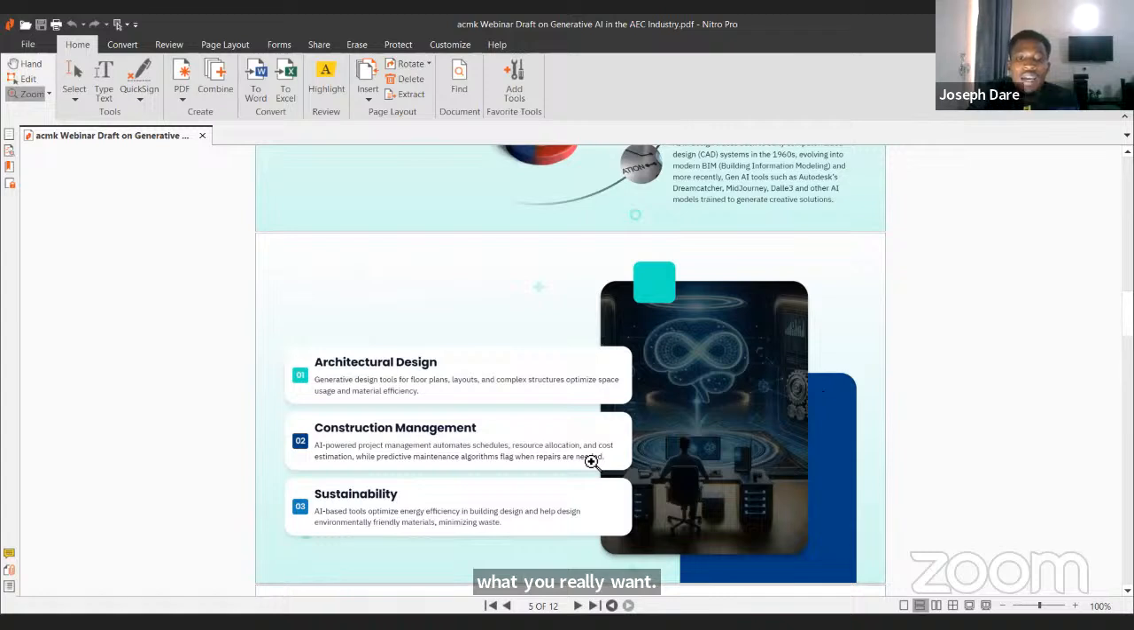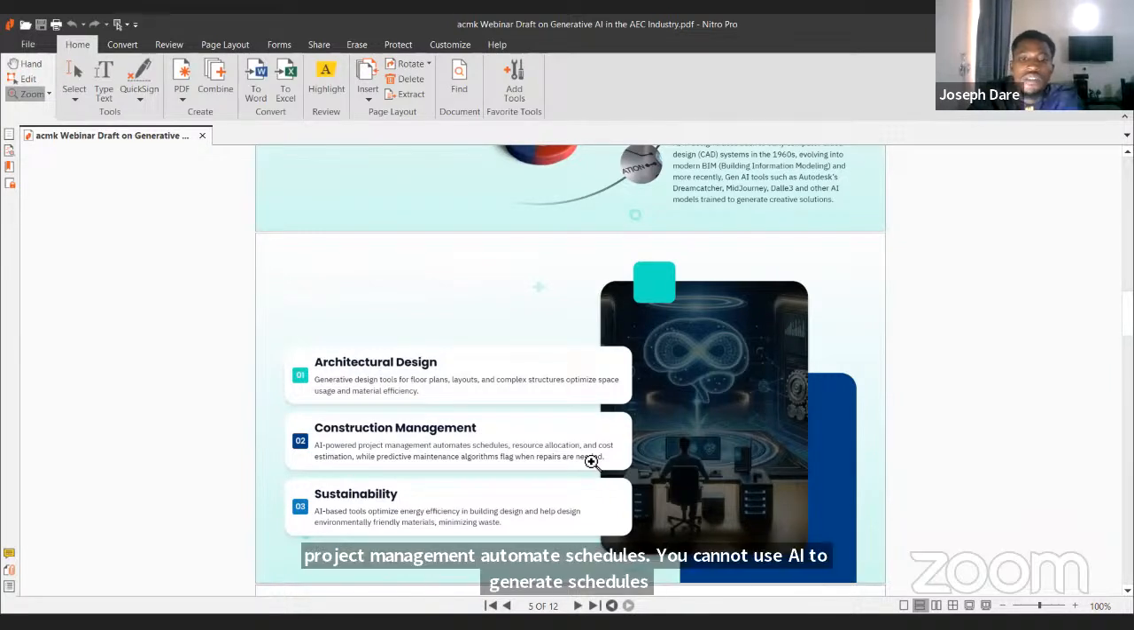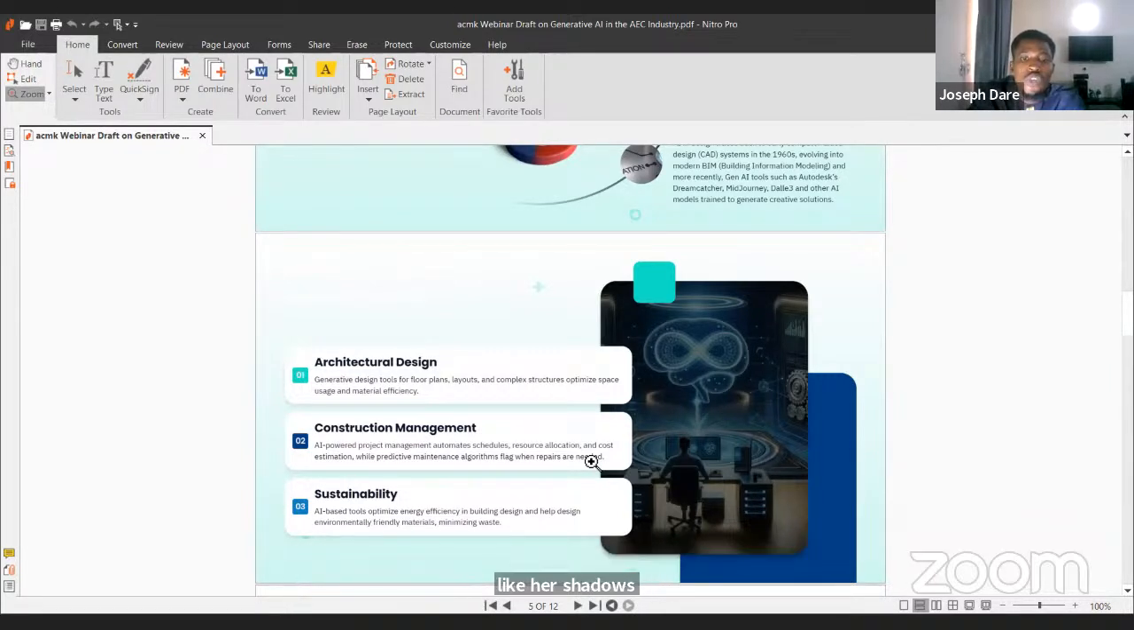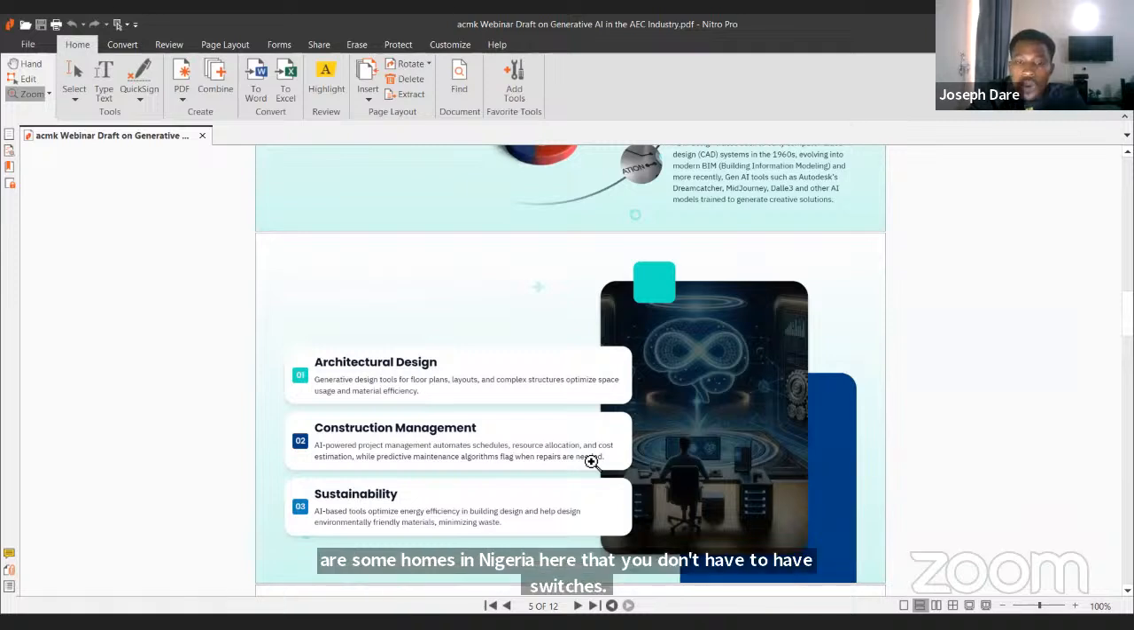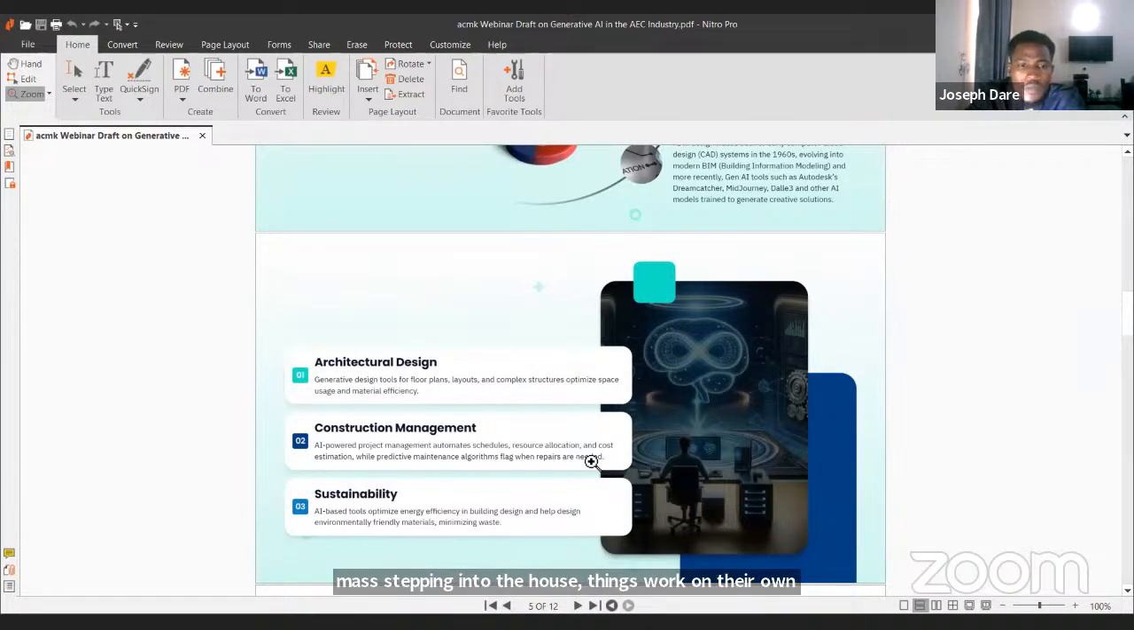Another thing AI does is construction management. With AI project management, you can automate schedules, like generating schedules and resource allocations. You can also use it to flag where repairs are needed. Now we have what we call artificial intelligence sensor systems. There are some homes in Nigeria here where you don't have to have switches. Mere stepping into the house, things work on their own because of sensor systems.